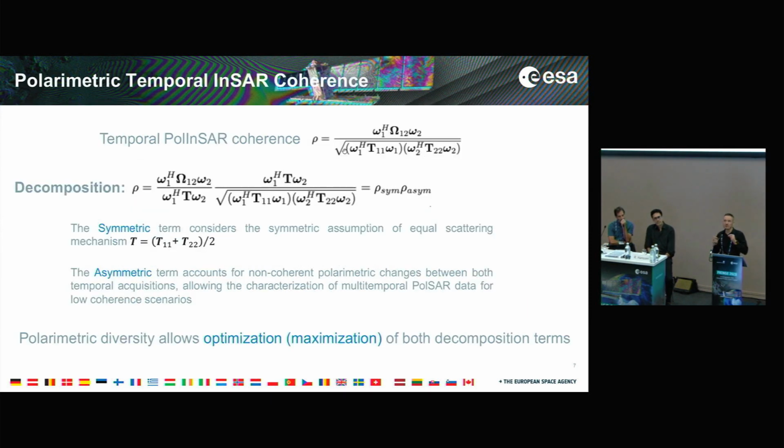What happens if we add polarimetry? The advantage of polarimetry is that we can extend the idea, and we can still separate the Pol-InSAR coherence into two terms, but the advantage of polarimetry is that we can optimize. In this particular case, the symmetric assumption refers to polarimetric scattering mechanisms, not only to intensity.